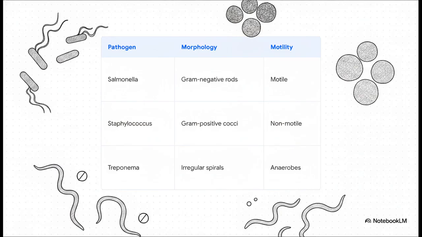Now, when we put all this classification science to work in the real world, particularly in medicine, we use these exact phenotypic traits to identify specific pathogens on the fly. For instance, if a lab tech sees gram-negative rods with flagella that let them move around, they might very well be looking at Salmonella. If they see clusters of gram-positive spherical cells that are completely still and non-motile, that strongly points to Staphylococcus. And those irregular spirals thriving without oxygen? Yep, that's our treponema. Structuring our knowledge this way literally saves lives by speeding up the diagnosis process.